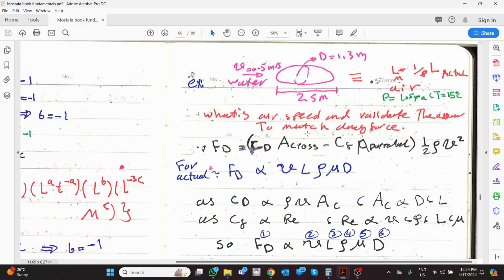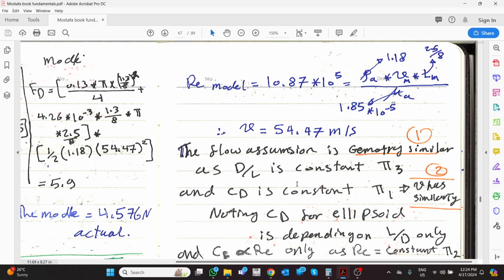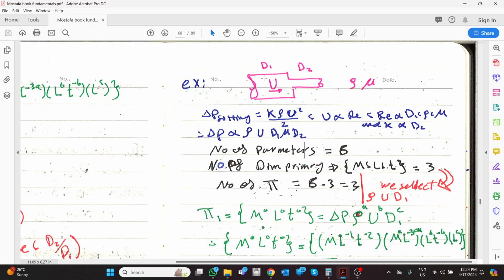So when we are selecting the parameters here, we need to use the equation or the logic. Even when we are selecting the parameters here, if we use the equation, you will be on the safe side, by the way.